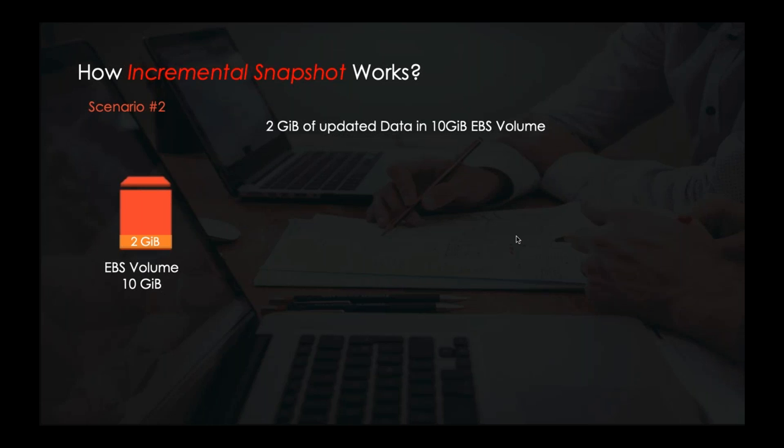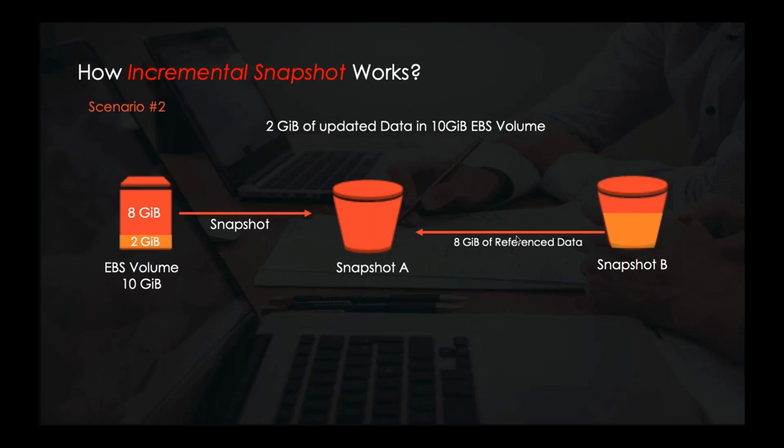So if you try to take a snapshot of this volume, what will happen? Snapshot B will be created, but in snapshot B, the starting 8 GB of data will be referred from snapshot A, and the 2 GB of updated data will be taken from the EBS volume. That is, only the delta change that happened from snapshot A to snapshot B will be stored in snapshot B.